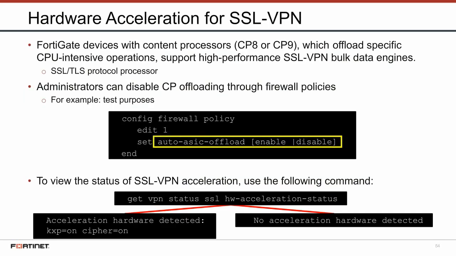FortiGate devices that have CP8 or CP9 content processors, which accelerate many common resource-intensive, security-related processes, can offload SSL VPN traffic to a high-performance VPN bulk data engine. This specialized IPsec and SSL TLS protocol processor processes most of the latest well-known algorithms for encryption. By default, the offloading process is set up. If for testing purposes you want to disable it, you can do it using the CLI only at the firewall policy configuration level. You can also view the status of SSL VPN acceleration using the CLI.